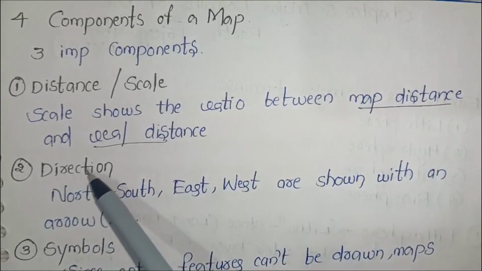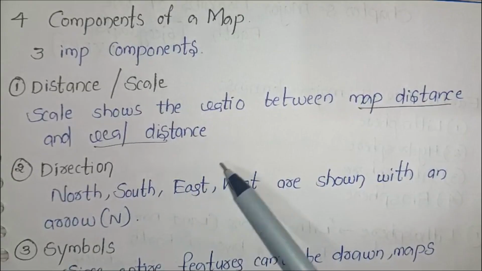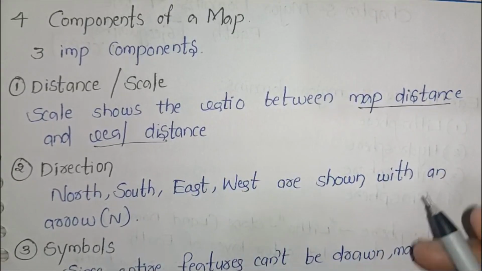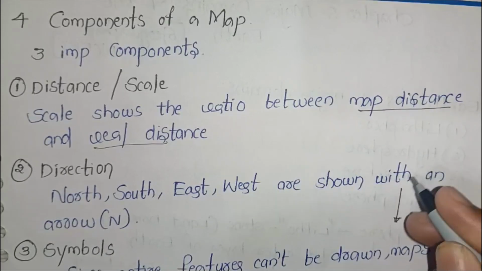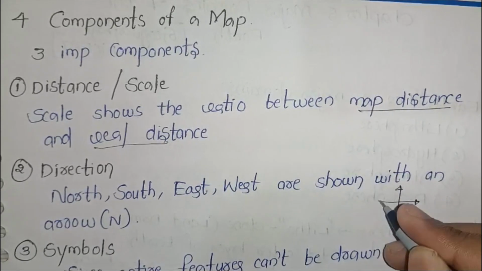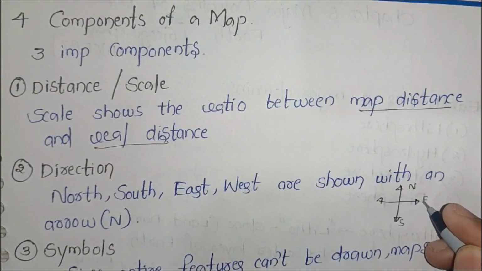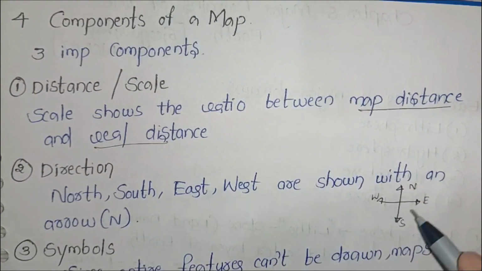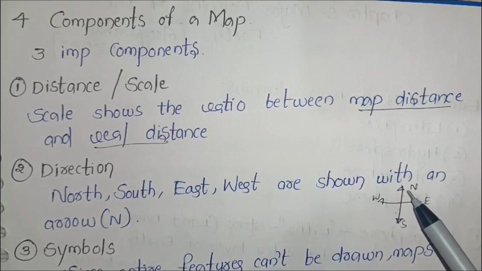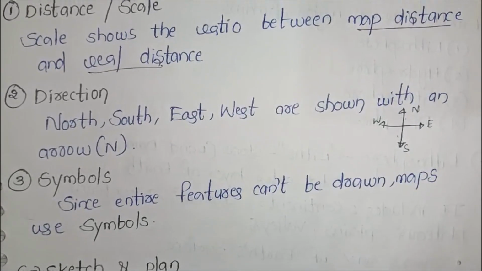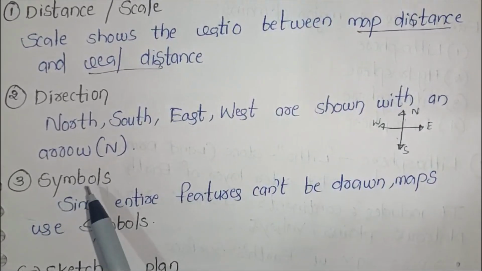Now, the next one is direction. Direction is nothing but north, south, east, and west, which are shown with an arrow like this. It will be shown with the help of an arrow. Hope you understood. Now let's discuss the other component of the map, which is symbols.